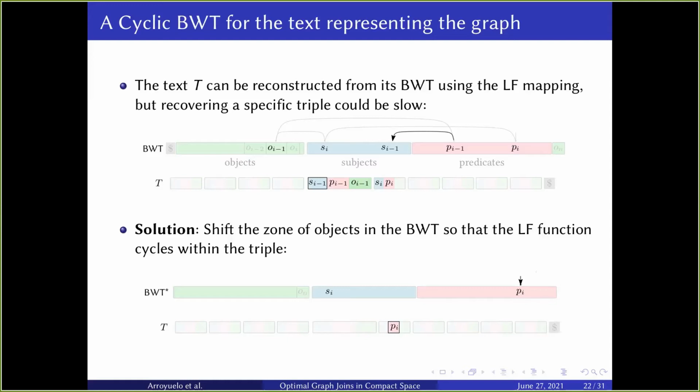Moreover, we can show that if now you start applying the LF mapping function from, let's say, the ith predicate, instead of rebuilding the entire text, you start to cycle through the different components of the triple. This cyclic behavior is not only useful to solve the problem of retrieving the ith triple, but is also key to our implementation of the leap operation.